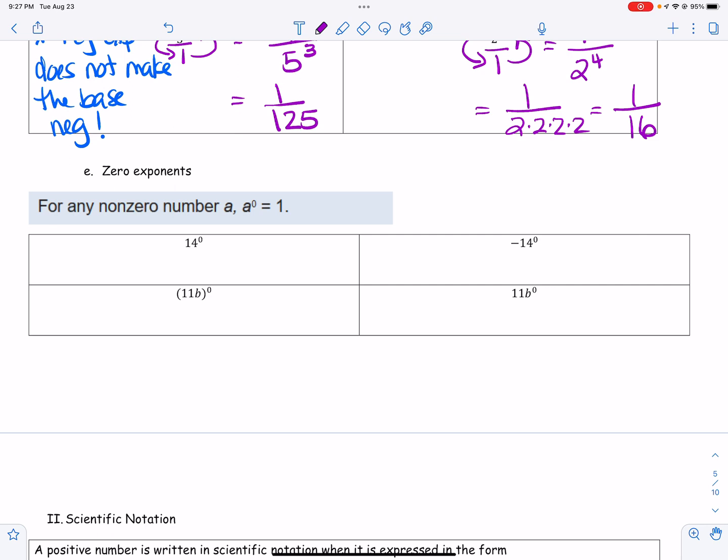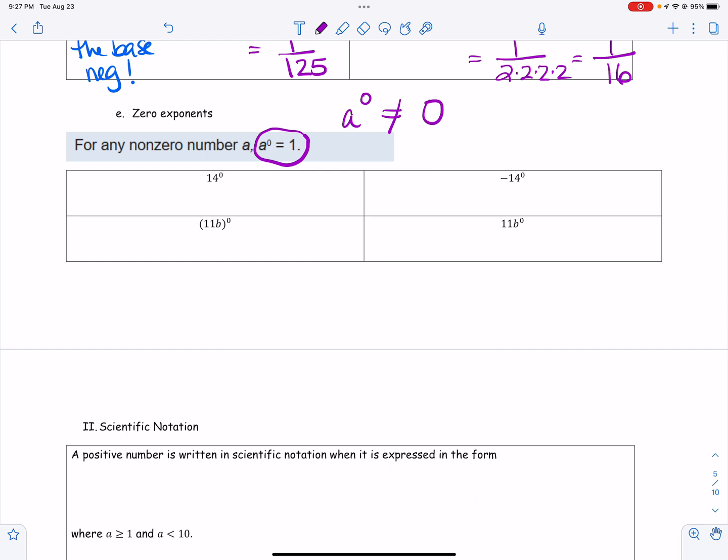So the last rule that we have for exponents is going to be the zero exponent. And anything other than 0 raised to the 0 power always equals 1. A to the 0 does not equal 0. And let me just show you why this works, okay? If I have 2 to the third, I know that's 2 times 2 times 2, which gives me 8. If I have 2 squared, that's 2 times 2, which gives me 4. If I have 2 to the 1, that's 2.